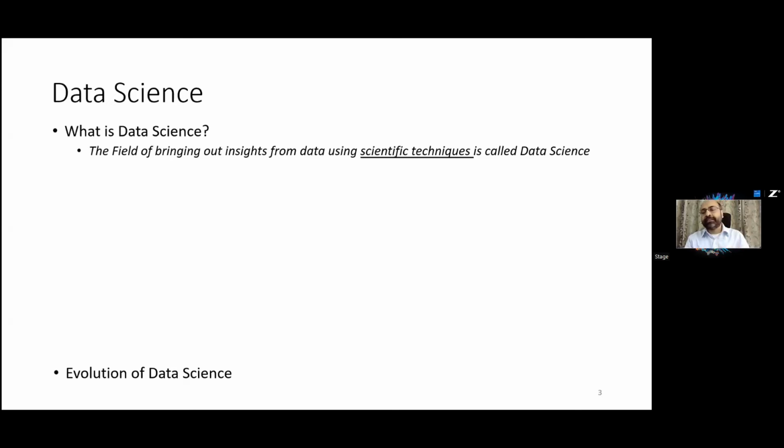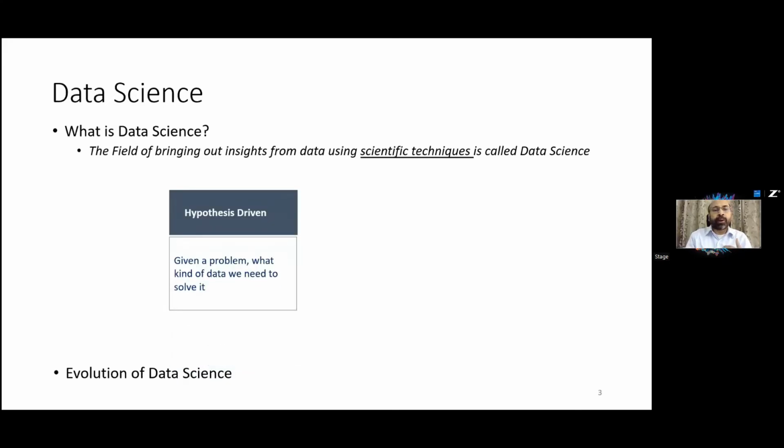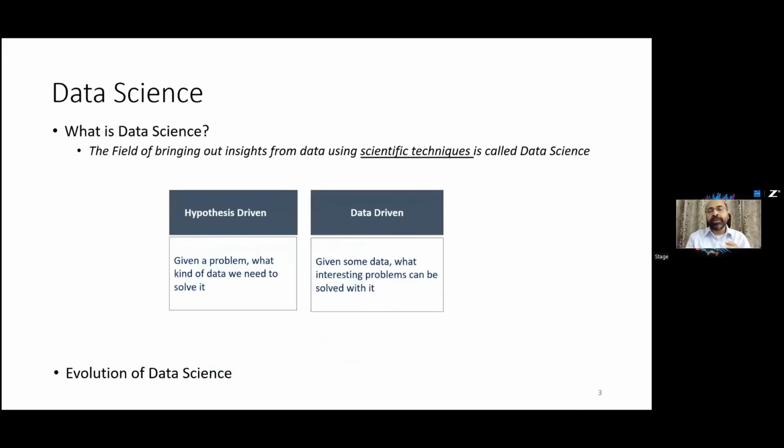So what is data science, right? Very simply, it is the field of bringing out insights from data using scientific techniques. And as I said, these techniques are evolving, have evolved, become better, and will keep on becoming better. But broadly, within data science, we categorize problem solving into two areas: one is hypothesis driven, the other is data driven. Now, what is the difference between these two? More than techniques, these are approaches.